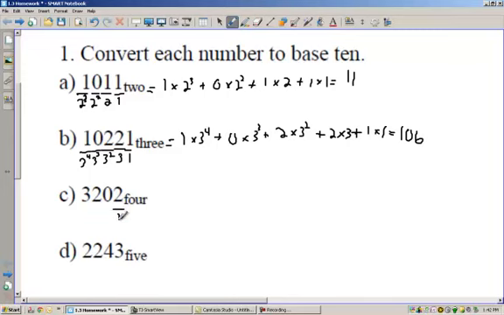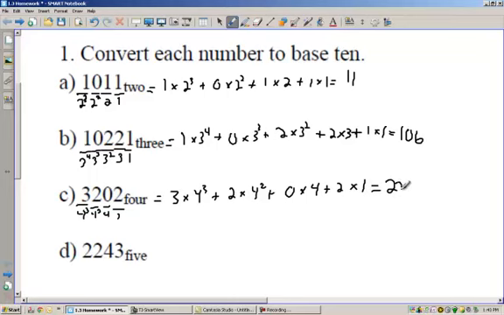So base 4, we have a 1 spot, a 4 spot, a 4 squared, which is a 16 spot, and a 4 cubed, which is a 64 spot. And so this is equal to 3 times 4 cubed plus 2 times 4 squared plus 0 times 4, no 4's, and then plus 2 times 1. And if you plug this into your calculator, you should get out 226. So 3202 base 4 represents 226 things.